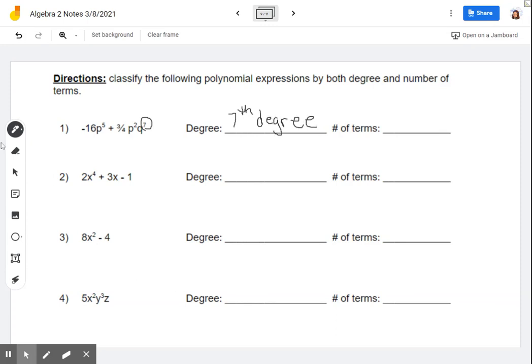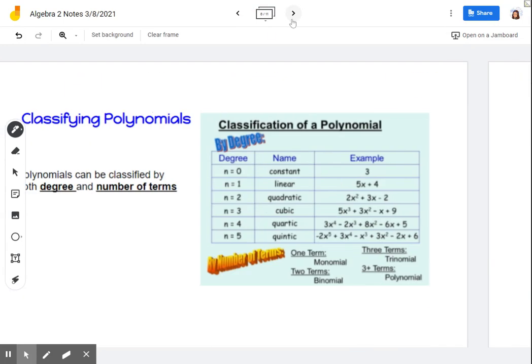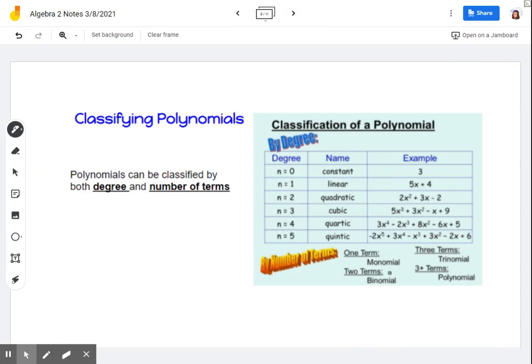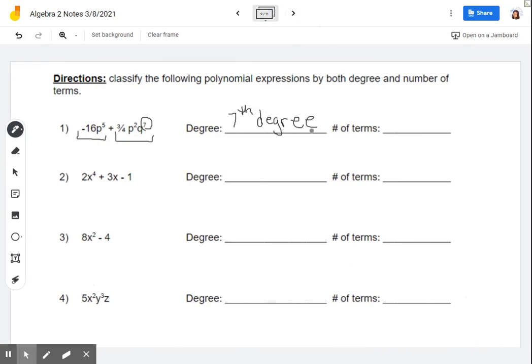If we're looking at the number of terms, terms are separated by plus and minus signs. So here is 1 term, here is 2 terms. If we go back to the prior slide to remind ourselves, 2 terms is a binomial. So this here is an example of a 7th degree binomial. If you want to pause the video now and try to see if you can answer the rest of these, go ahead, and then you can hit play again when you're ready to check your answers.